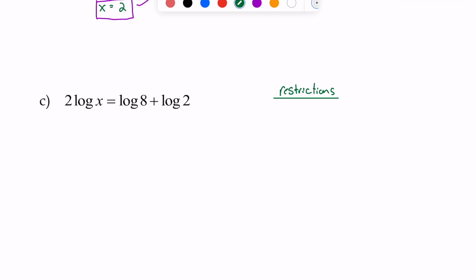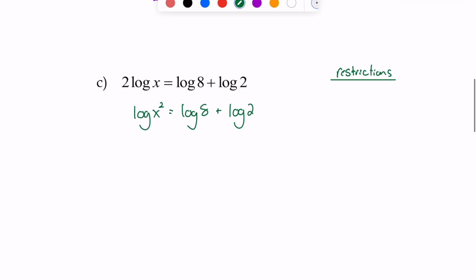So the step that I would do next, I'm going to jump ahead here for a second, is I would bring this to up top. So I would write it as log x squared equaling log 8 plus log 2. And the reason you state restrictions before you do any simplification, so this was simplification, is because if you were to state the restrictions for this one right here, you would actually have a completely different restriction than the original problem. This restriction would be, when is x squared bigger than 0?